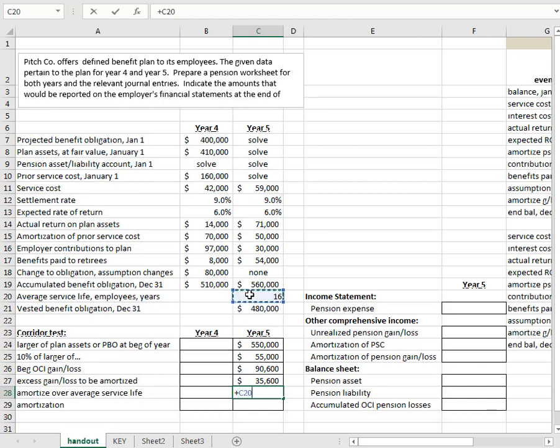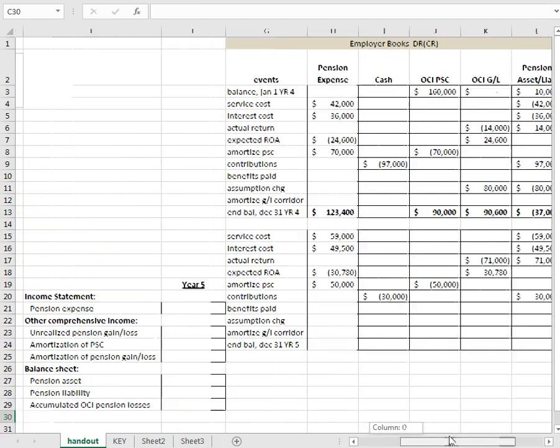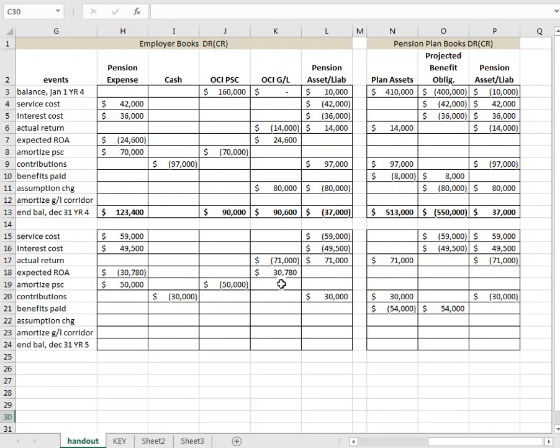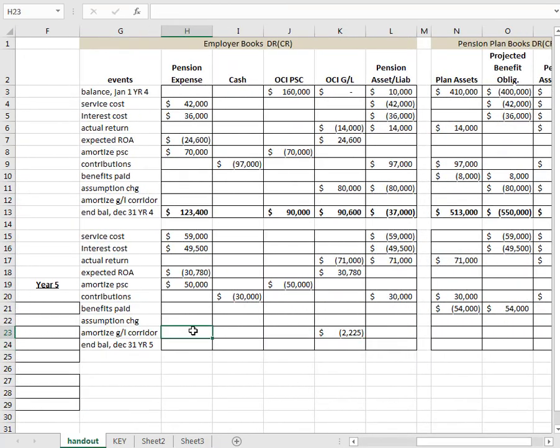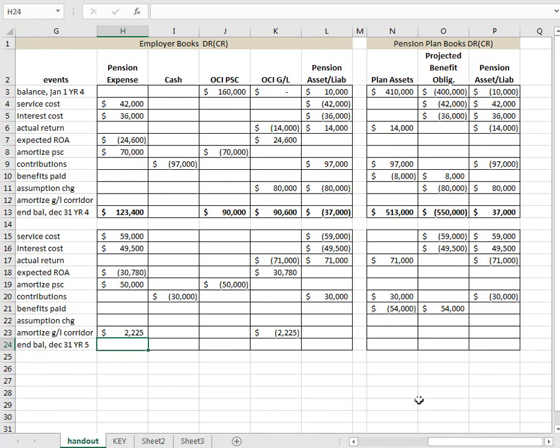The average service life is 16, and so we will amortize 1/16 of the stuff that's over the 10%. So we're going to reduce out of OCI and into pension expense, either a debit or a credit, depends on which side the big thing is. So we're going to take that 225 out. So it's a debit right now, so we're going to credit it. And add that to pension expense. Notice that that doesn't do anything over here because the pension recorded the actuals and not the estimated. So none of this, some of it being trapped in equity, is going on the pension books.